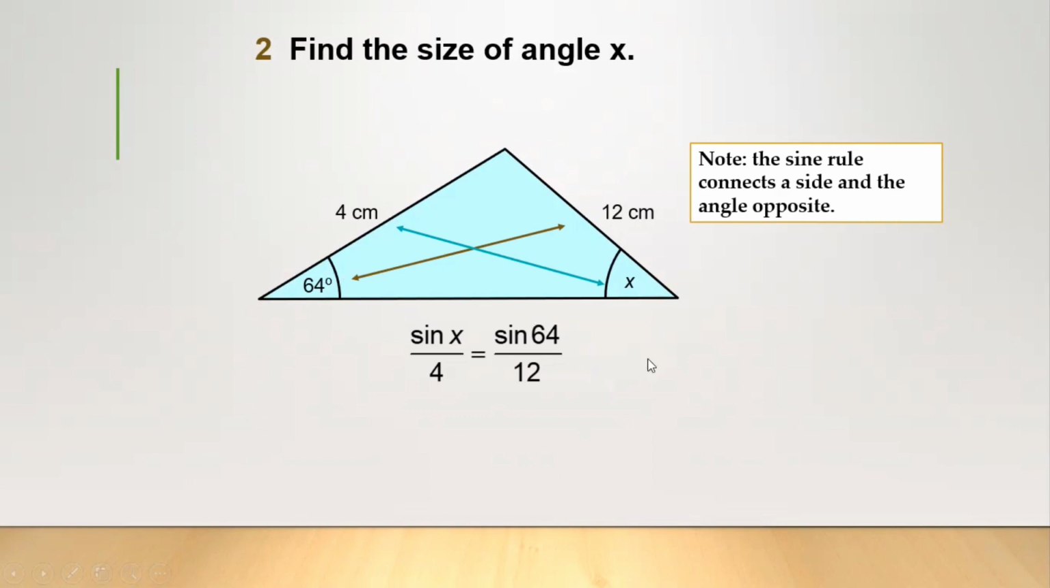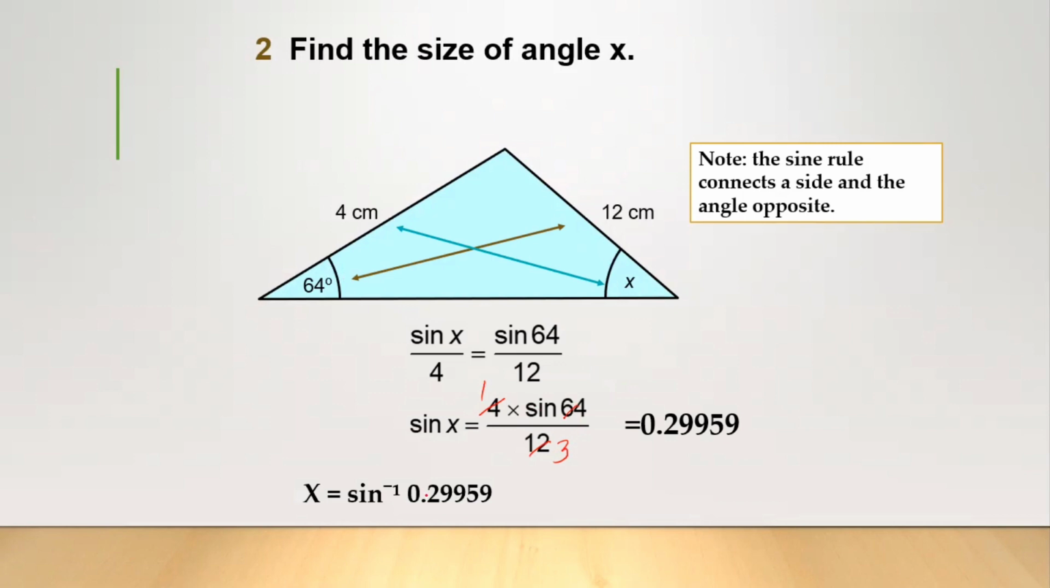So 4 goes over here, and you get sine x is equal to 4 times sine 64 divided by 12. You can use your calculator to find this. 4 ones are 4 and 4 threes are 12, so sine 64 divided by 3 in your calculator gives you 0.29959. And to find x, it is sine inverse of 0.29959 in your calculator. You get the value of x as 17.4 degrees, correct to 3 significant figures.